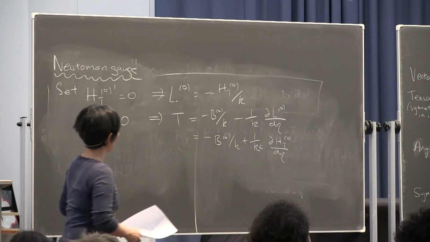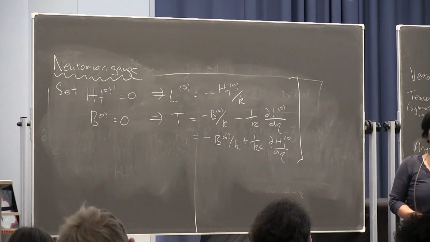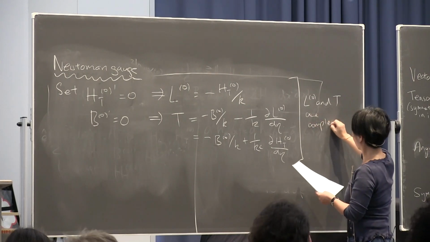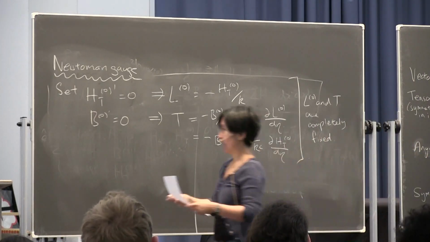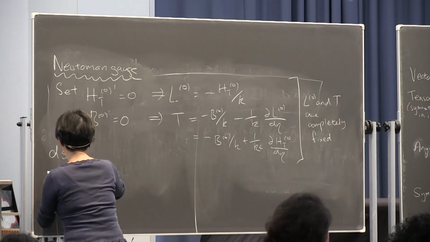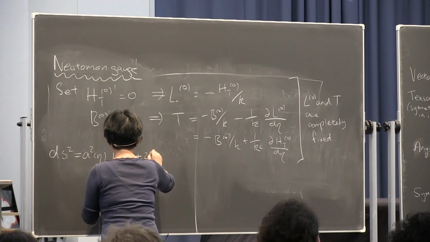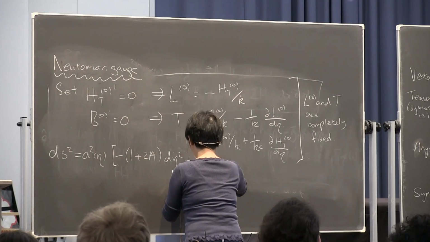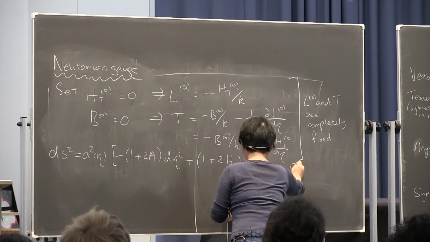Okay? So this is a nice gauge to use because, first of all, these gauge parameters are completely fixed. Furthermore, if we examine what's left behind in the metric, what we have is essentially the following. We will have ds square is equal to a square of eta, and then minus 2A d eta square plus 1 plus 2HL gamma ij dxi dxj. Okay?